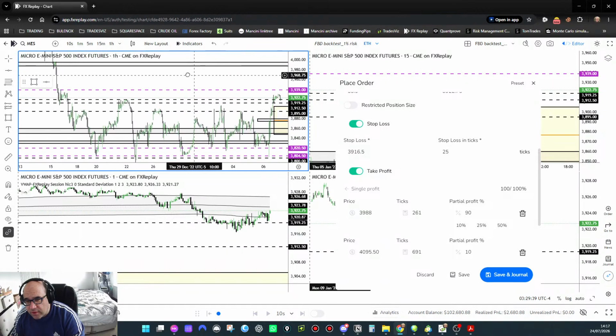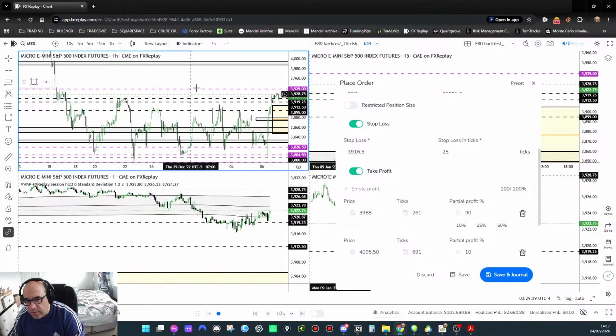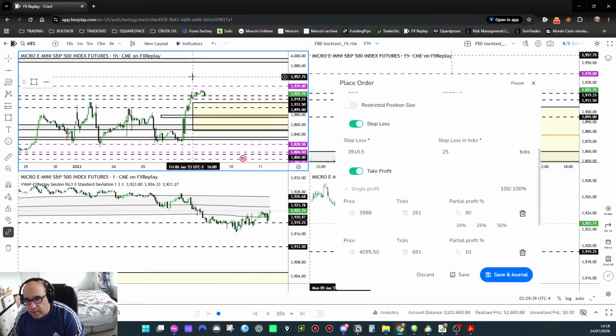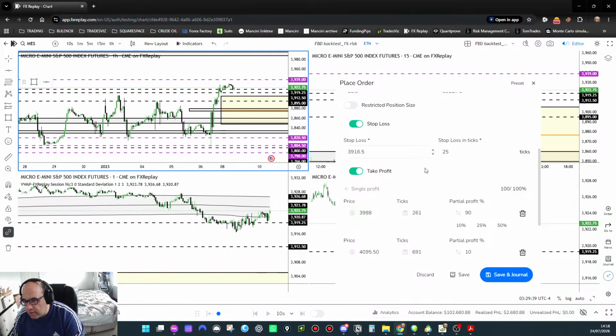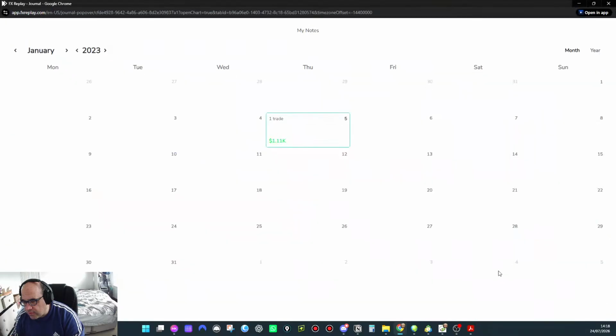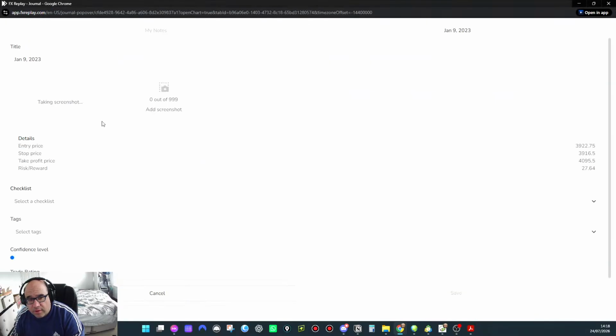I'm just curious to see how far we're gonna go. We're just breaking out of the range now, so just curious to see if actually it's gonna work. And 10%. Okay, save in journal, screenshot.